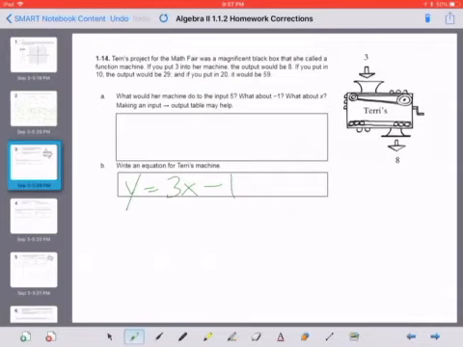So if we plugged in x is equal to 5, y would equal 15 minus 1, 14. If we were to plug in negative 1, y would equal negative 4.